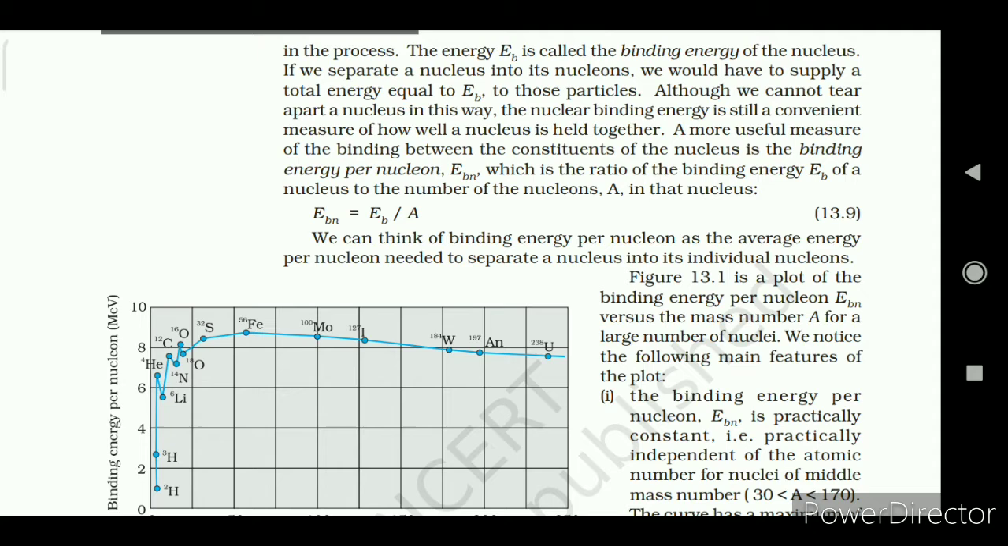This happens only because the nuclear force is much stronger than the Coulomb force. The gravitational force is much weaker even than the Coulomb force.